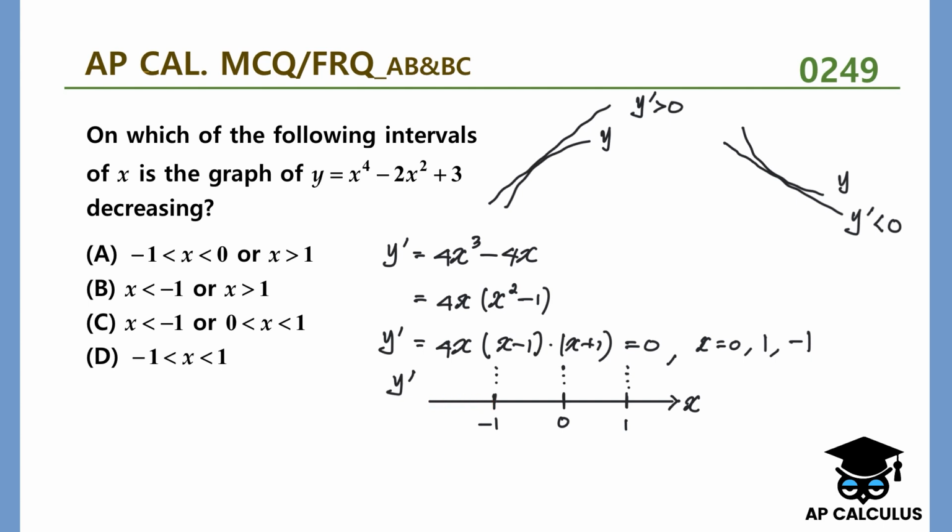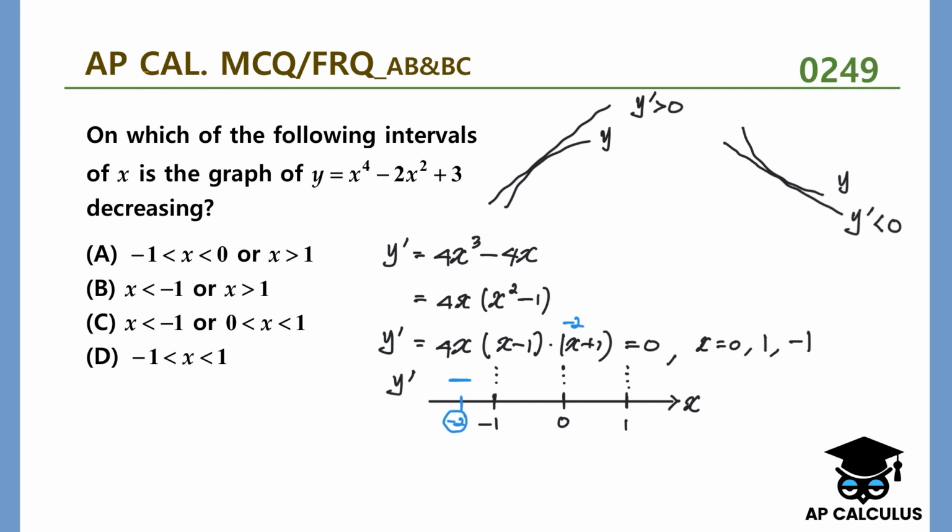So take any number less than negative 1. Let's substitute negative 2 into the factored form here. If x is negative 2, then 4x is negative, x minus 1 is negative 3, and x plus 1 is negative. When 3 negatives are multiplied together, the result is negative, right? So this interval is negative. Does that make sense?